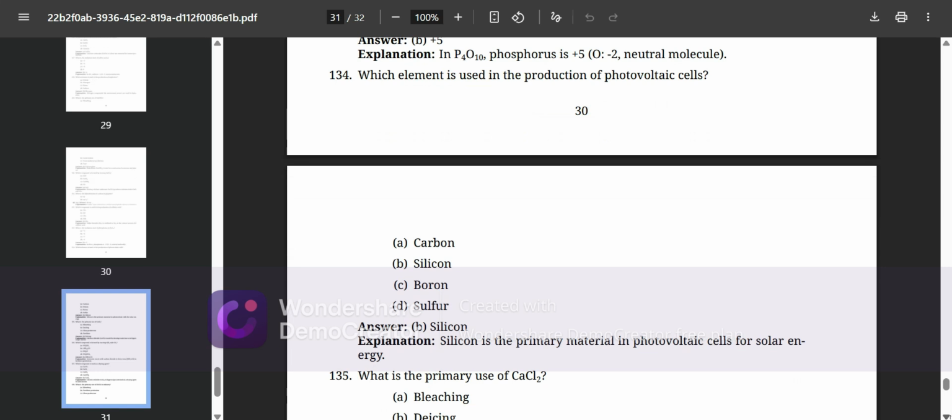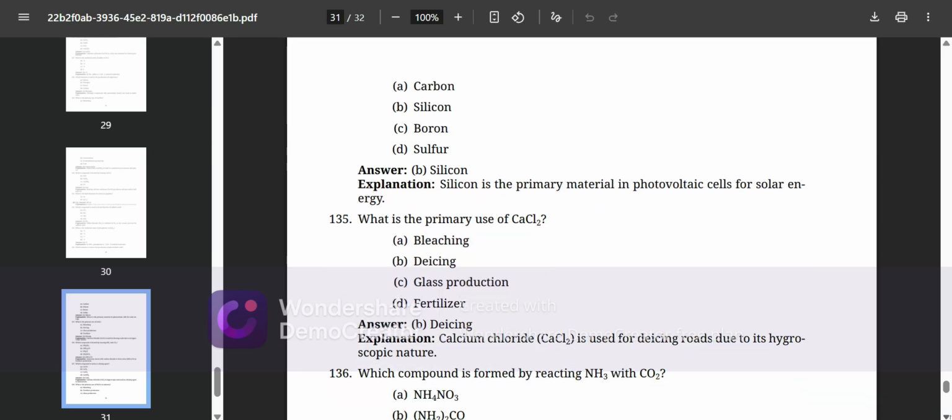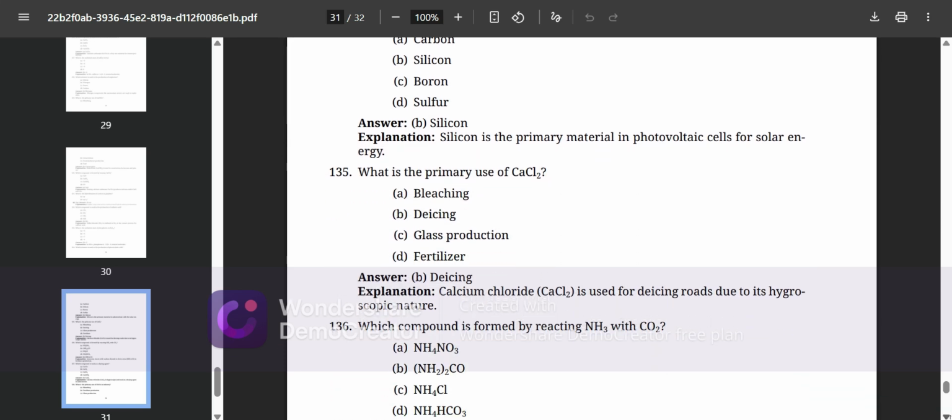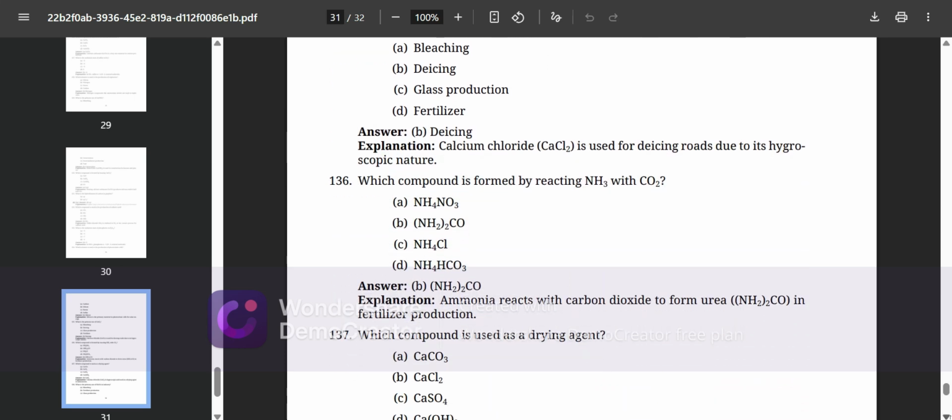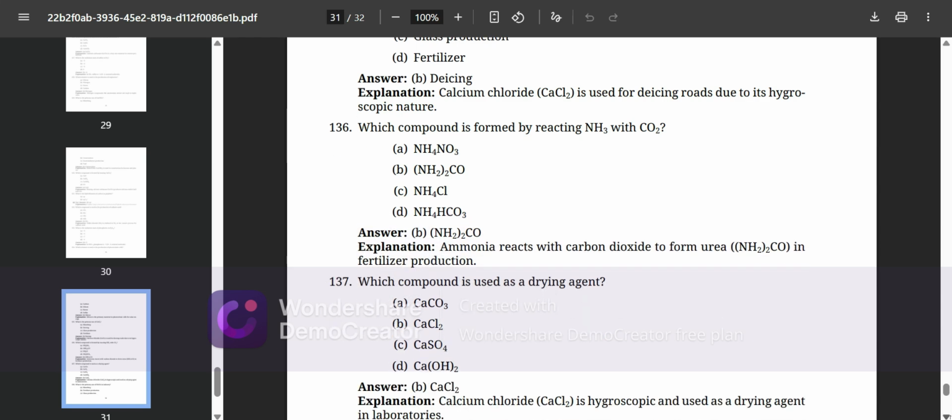Which element is used in the production of photovoltaic cells? Silicon. Silicon is the primary material in photovoltaic cells for solar energy. What is the primary use of calcium chloride? Dessicant. Calcium chloride CaCl2 is used for drying rods due to its hygroscopic nature.